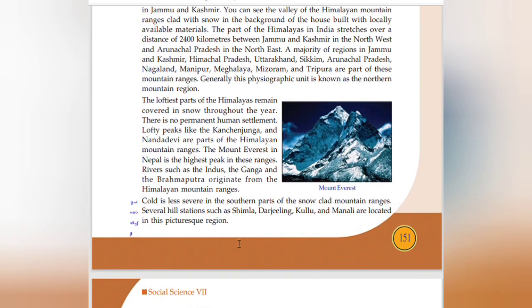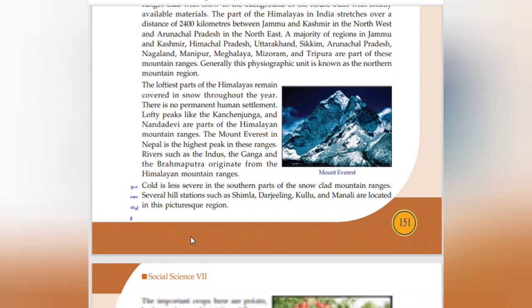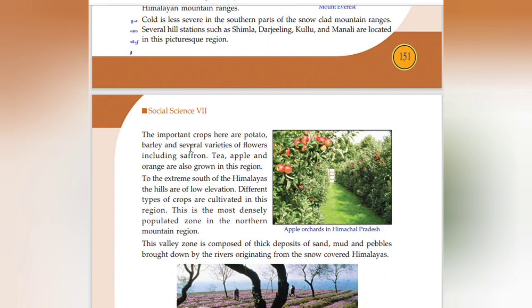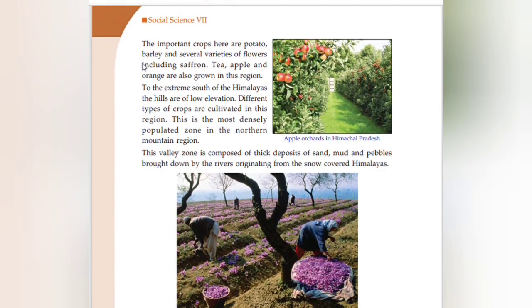Cold is less severe in the southern part of the snow-clad mountain ranges. Several hill stations such as Simla, Darjeeling, Kulu, Manali are located in this picturesque region. Important crops here are potato, barley, and several varieties of flowers including saffron. Tea, apple and orange are also grown in this region.